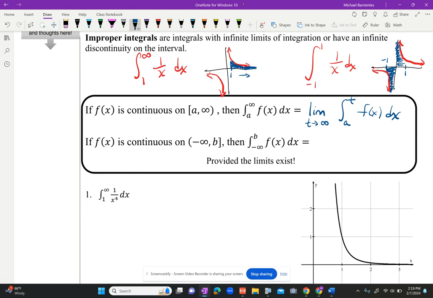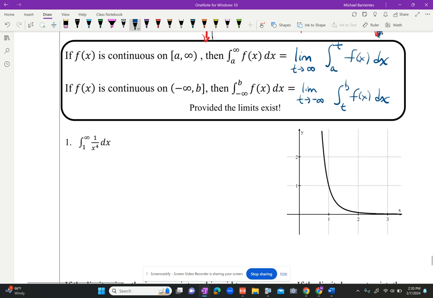Or if my limit of integration is on the bottom, then I would say the limit as t approaches negative infinity from t to some value b of f of x dx. So either way, wherever the infinite behavior is, whether it's a bottom limit or a top limit, I'm going to use a limit in order to evaluate that. This is getting a little tricky. Well, whenever we deal with infinity, we do get some trickiness. So here's our function, 1 over x to the fourth.